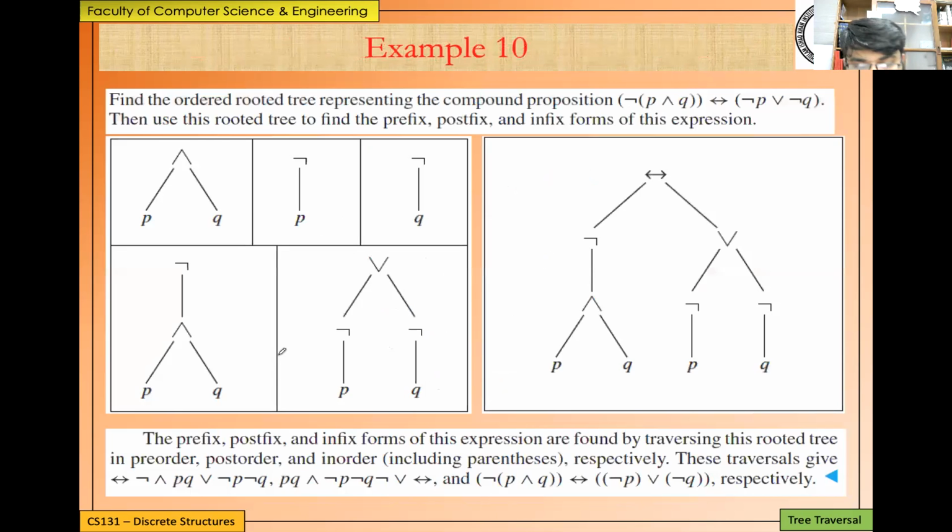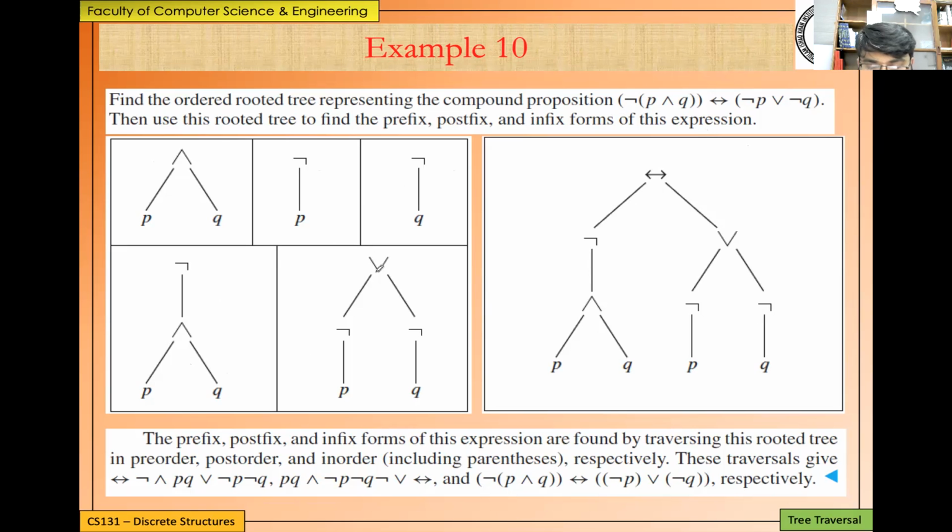So let's take another example. Find the ordered rooted tree representing the compound proposition not of P and Q bi-implies not P or not Q. Then use this rooted form to find the prefix, postfix, and infix forms of this expression. So of course, P and Q can be represented like this. First we have to come up with the ordered rooted tree representation: P and Q, not P and not Q. Not of P and Q can be represented like this.